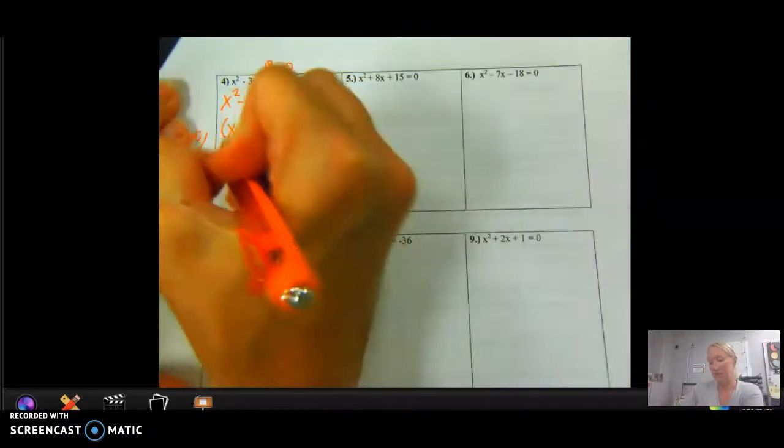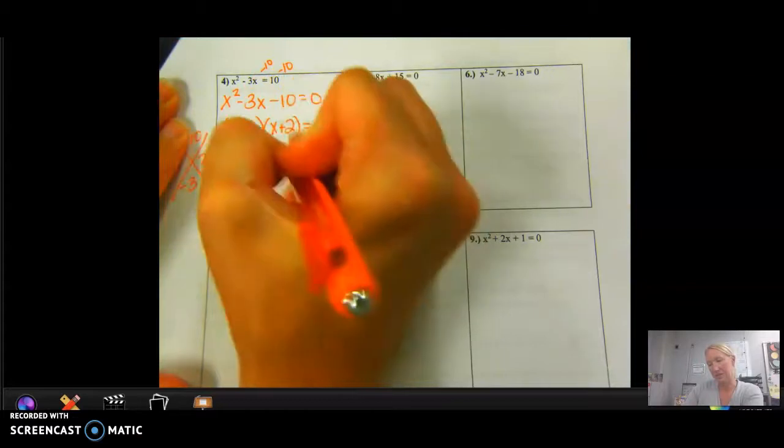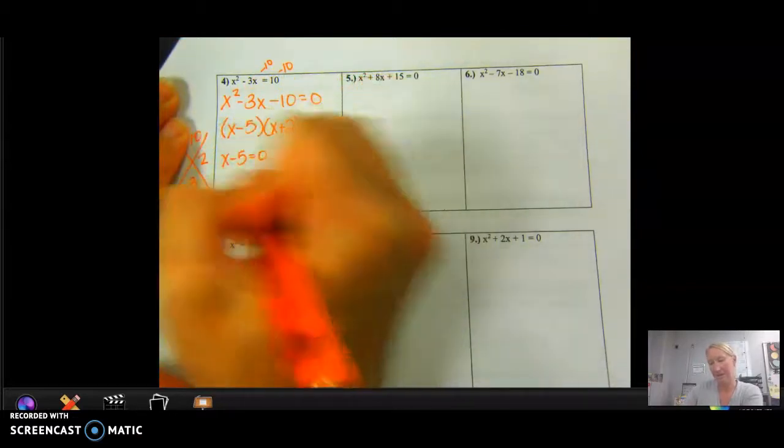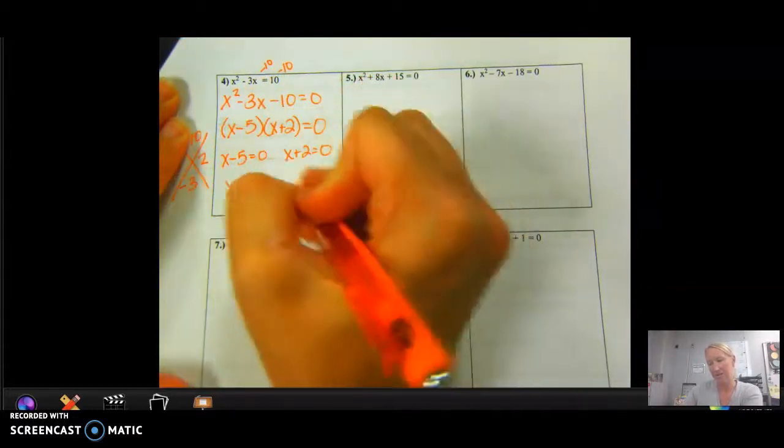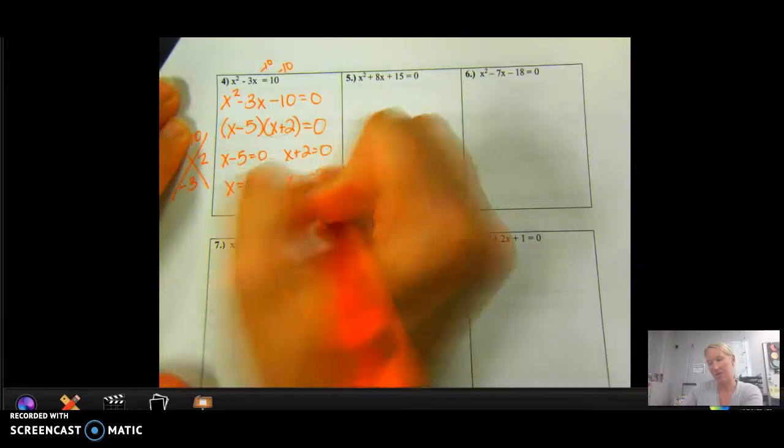So now I set both these equal to 0 to find their zeros. Add 5, so x equals 5. Subtract 2, x equals negative 2.